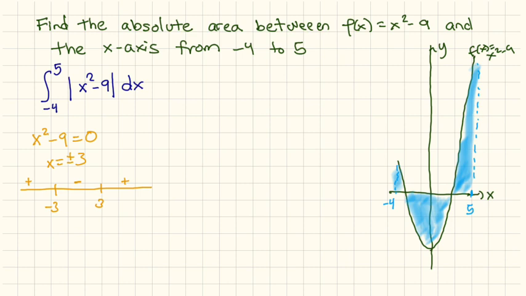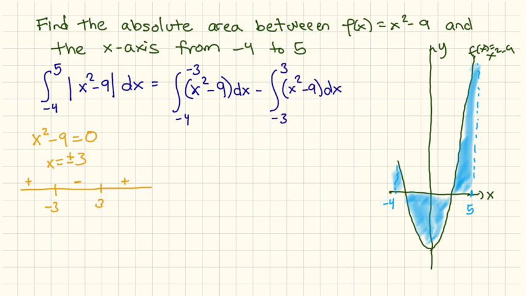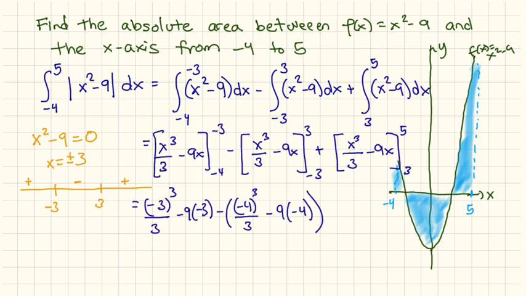So that means that I need to divide my integral into 3 pieces. I'm going to go from -4 to -3. And then the next piece from -3 to +3, I'm going to switch the sign. That part would be negative, but that absolute value symbol is going to make it positive. So that's why the sign switches. Then from 3 to 5, it is just positive again.